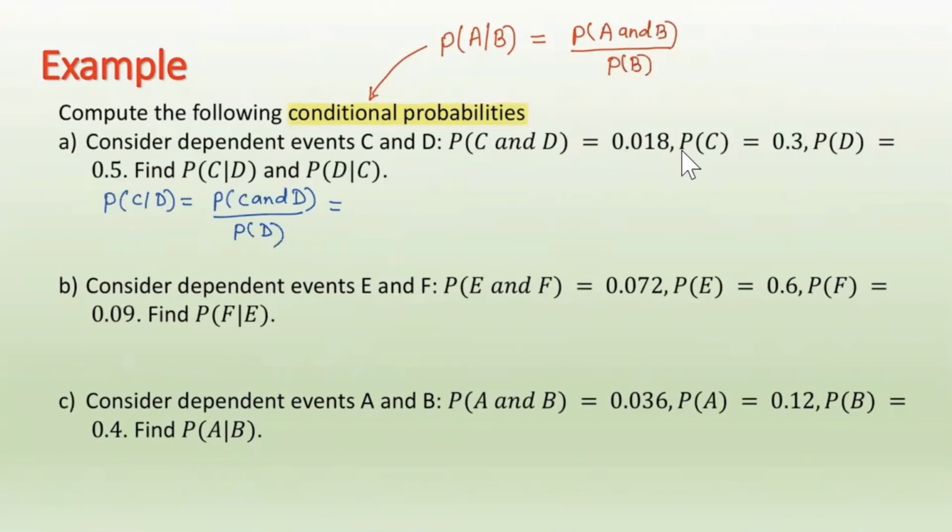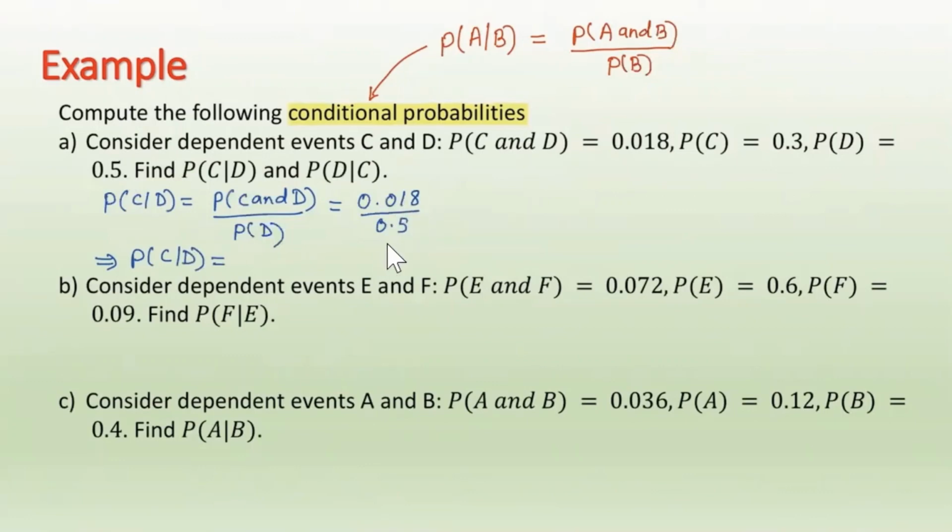You can unmute yourself. 0.018, yeah. Is that right? Okay. Divided by, what is the probability of D? Look at the problem again. Probability of D is equal to? 0.5. Very good. Now, please divide this in your calculator and tell me what you will get. Probability of C given D will be equal to how much?